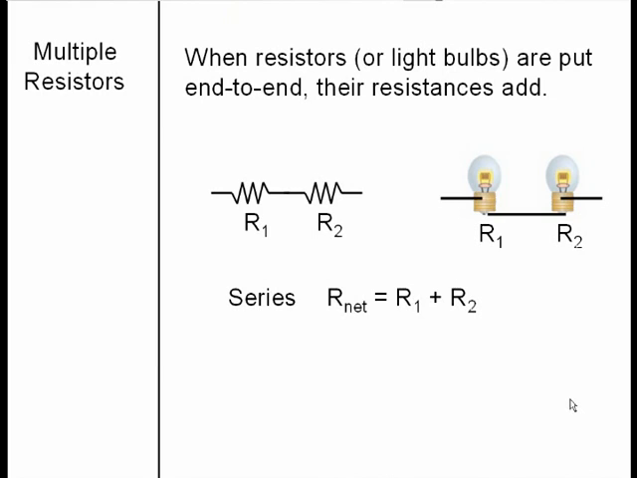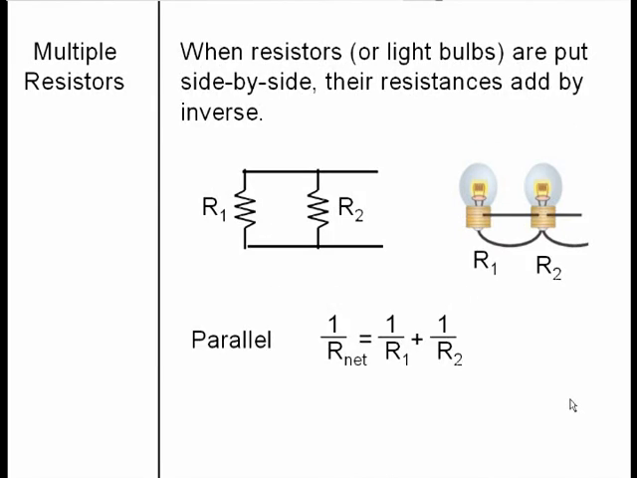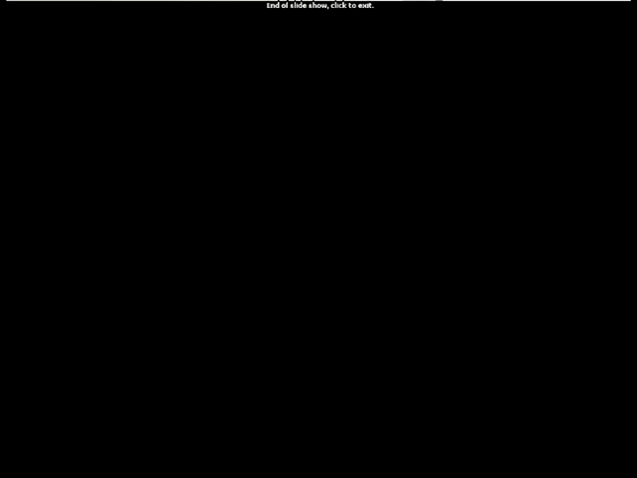In our lab last week, we learned that there was another way to hook the light bulbs together that ended up lowering the resistance. This one, when you're putting them side by side, the resistances add by inverse. And so our total inverse would be 1 over the resistance of the first light bulb plus 1 over the resistance of the second light bulb. And that gives us 1 over our net resistance. End of notes.